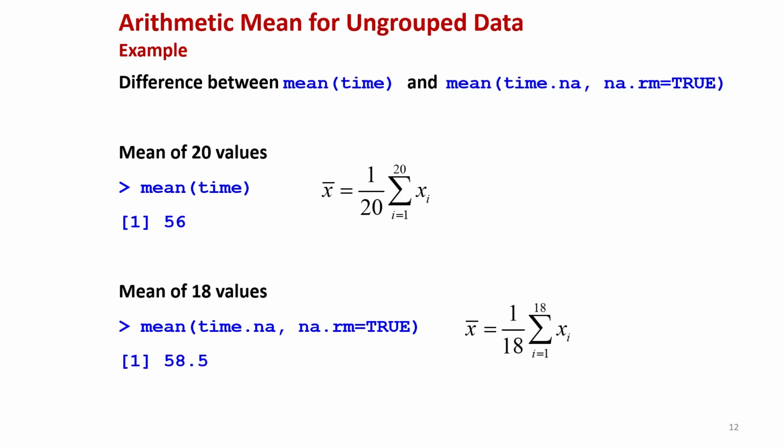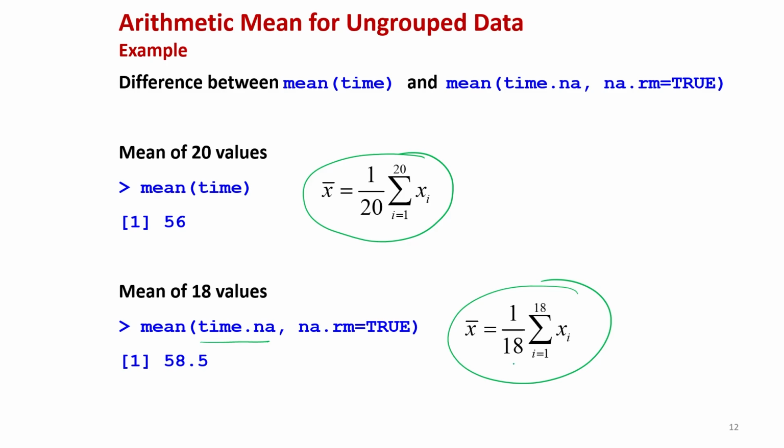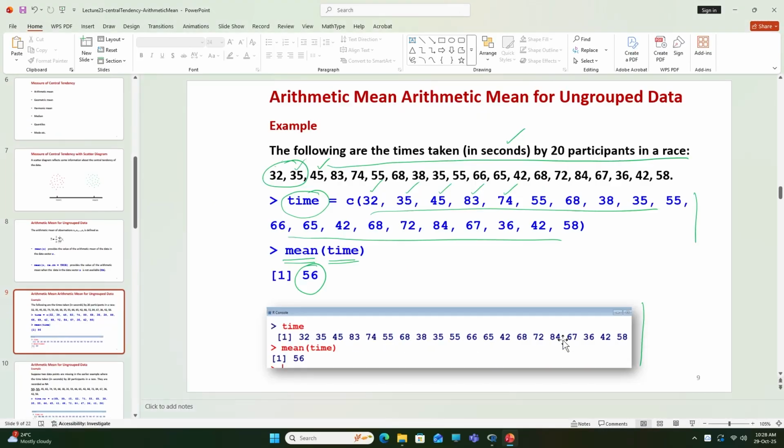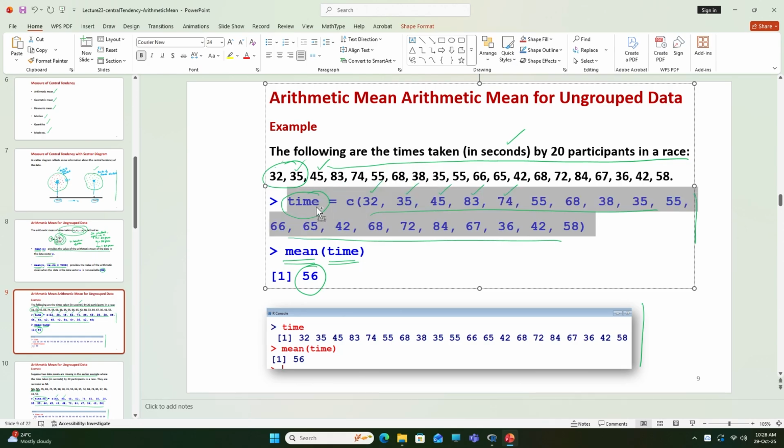So, this is exactly what I want to show you before we move further. When I take the complete observation, it is computing x bar equal to 1 upon 20, the sum for i from 1 to 20 of x_i. And when I remove the two missing values and compute the mean of time.NA, then it is actually computing 1 upon 18 times the sum for i from 1 to 18 of x_i, right. So, let me first show you these things on the R console, so that you can be confident that these things are working, and these are available in the base package, right.